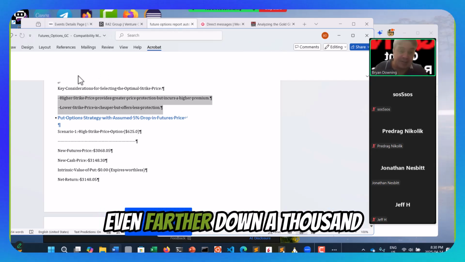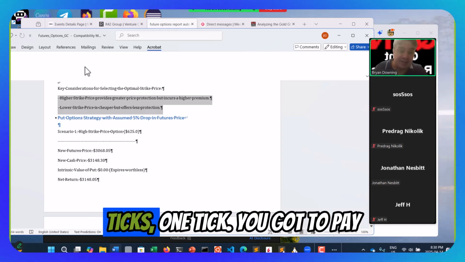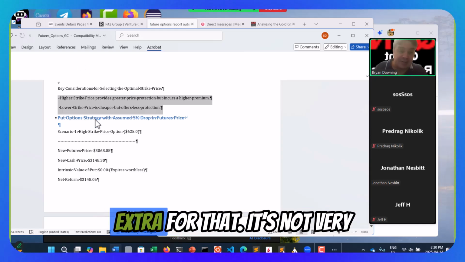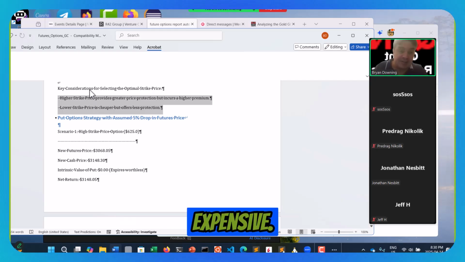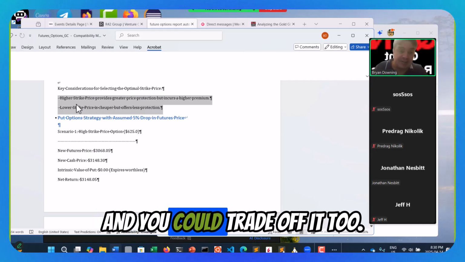And you can go even farther down, 1,000 ticks, 1 tick. You've got to pay extra for that. It's not very expensive. And you could trade off it too.